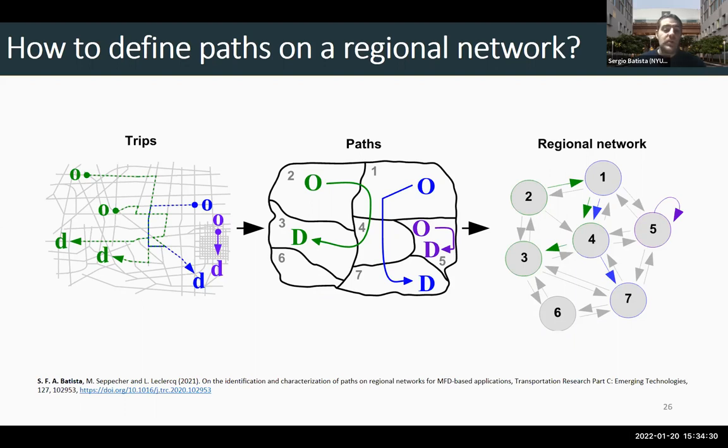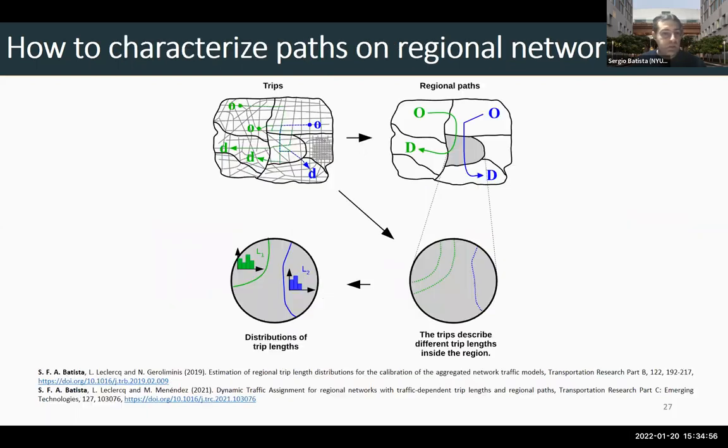And here we distinguish between a regional path, which is just a sequence of traveled regions where the origin and destination are different, and an internal path. An internal path is just a trip or a travel that occurs inside the same region. So basically the origin and destination are the same and people just travel inside the same region. Can we go to the next?